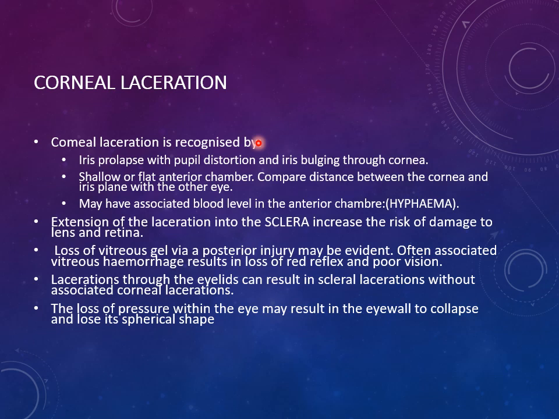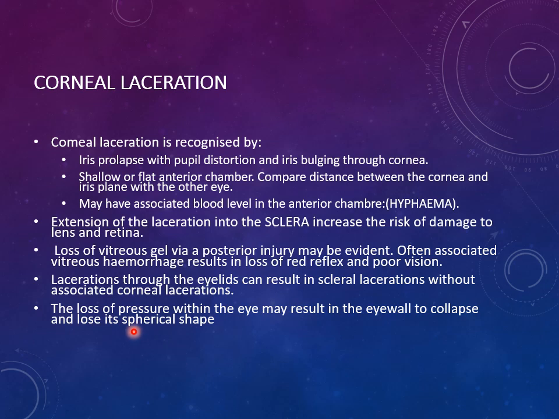The other type of open globe injury are the lacerations, the corneal lacerations or corneoscleral lacerations. They are recognized by the presence of iris prolapse or uveal tissue prolapse, pupillary distortion, bulging of the iris through the cornea. Usually there is a shallow or flat anterior chamber and there might be associated hyphema. If the laceration involves the sclera, then there is increased risk of retinal and lens damage with vitreous loss, vitreous hemorrhage, extrusion of the uveal tissue and the choroidal tissue.